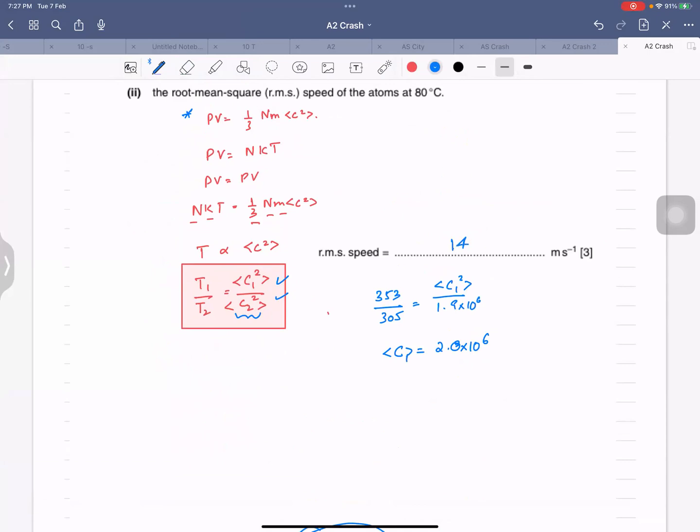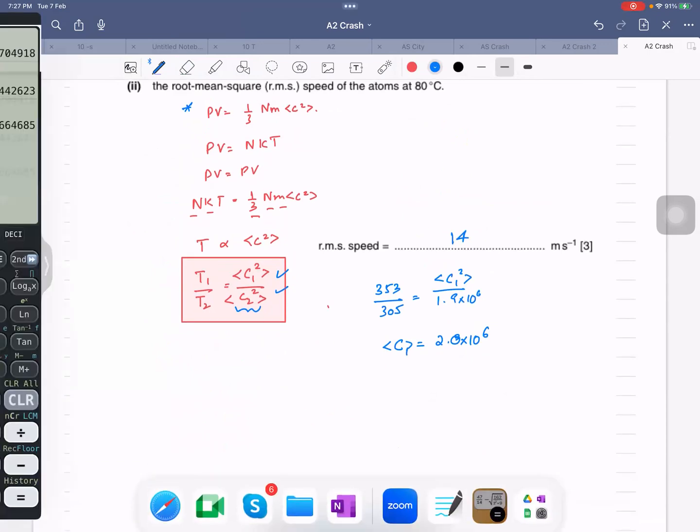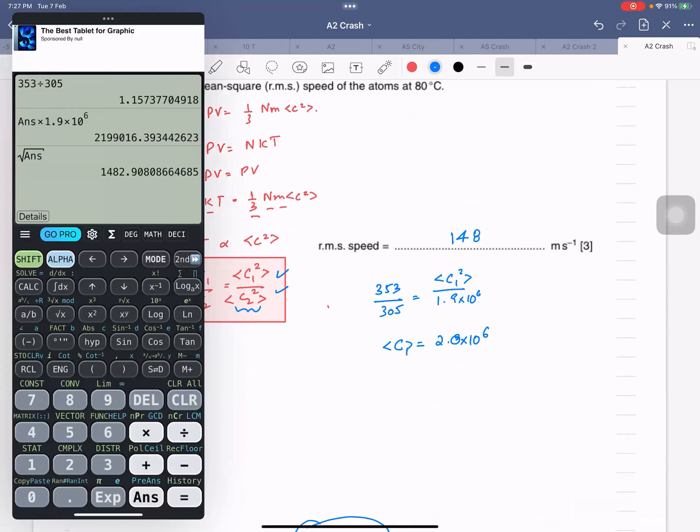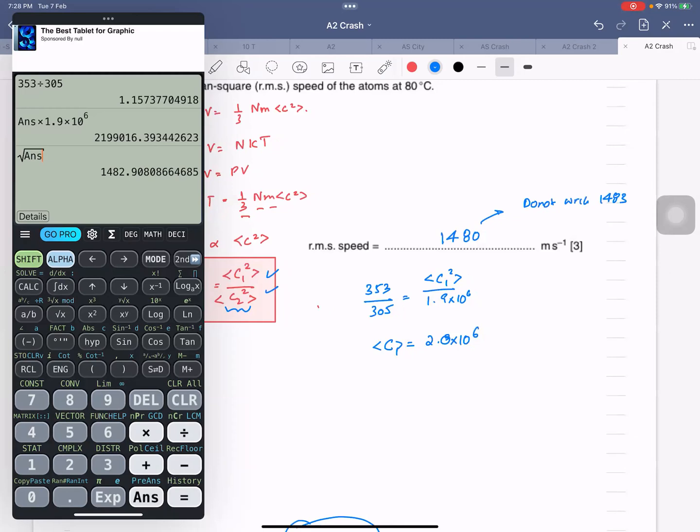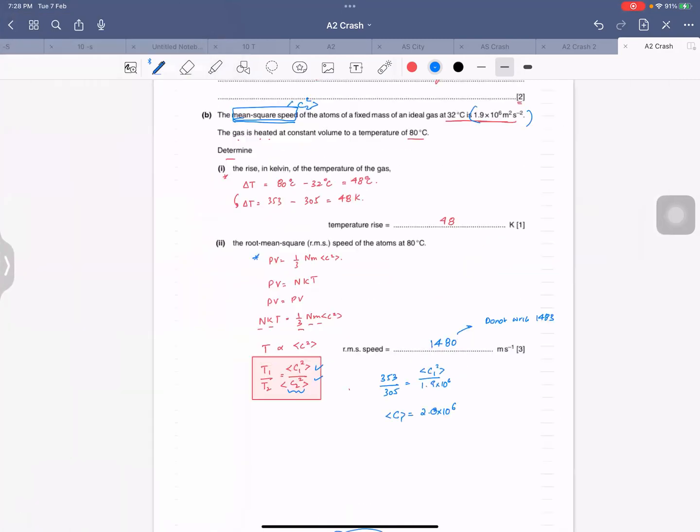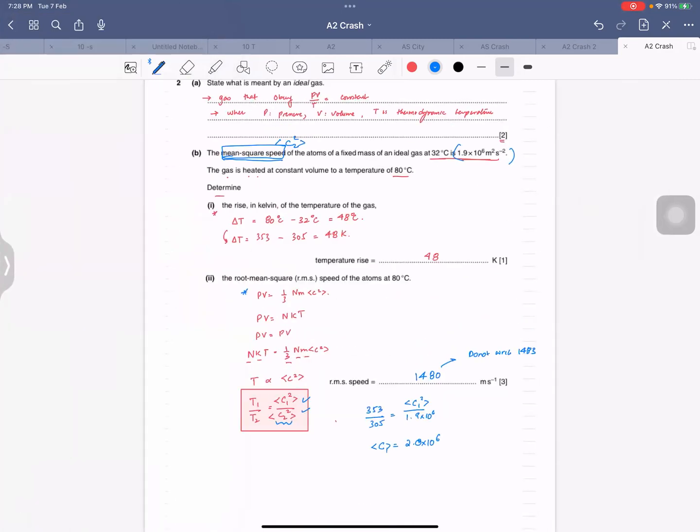1480. Why not 1482 or 1483? Significant figures. Yes, because that would be wrong significant figures. So do not write 1483. Okay, do not write that. Anyway, any questions, please? Everybody understands this? Okay.